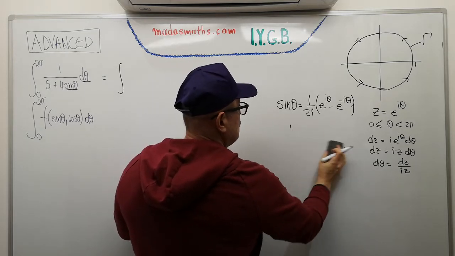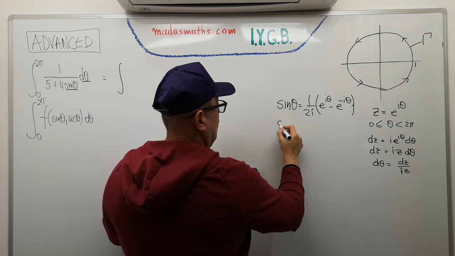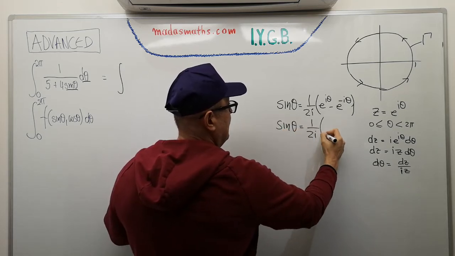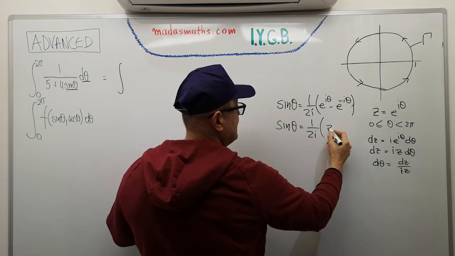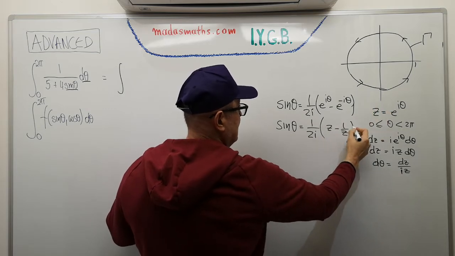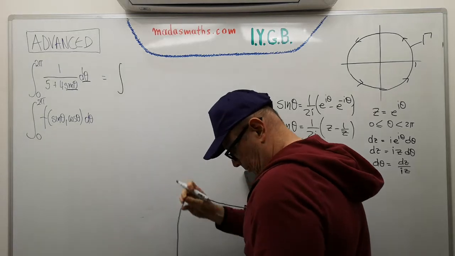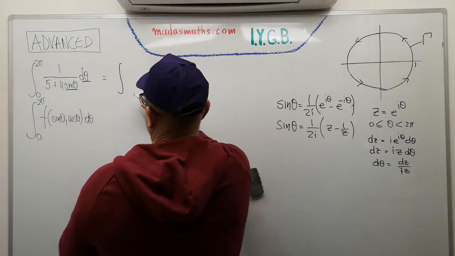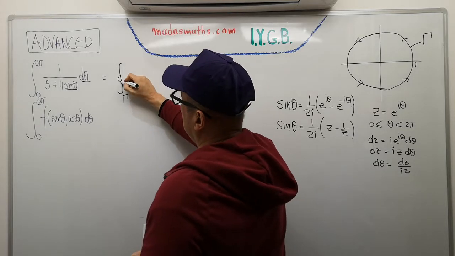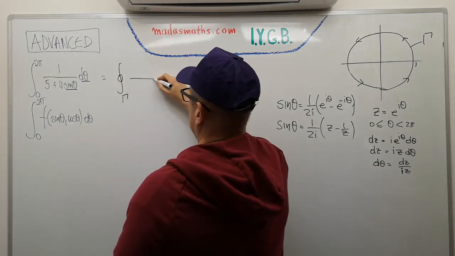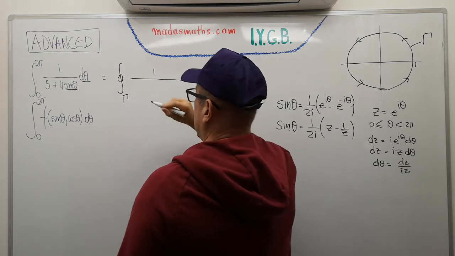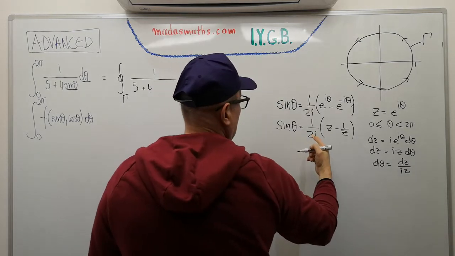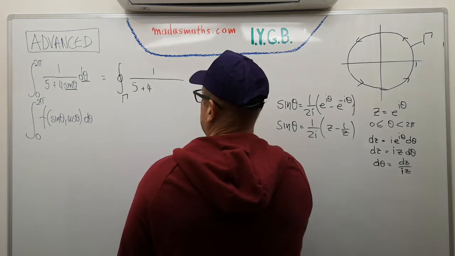Okay, so we can actually do better than that, because it's best to move it into z's. So 1 over 2i, e to the i theta is, of course, z, so that's z minus 1 over z. So let's put things in, and we're going to go now around gamma, closed path, and what are we going to get? 1 on the top. We've got the 5 plus 4 lots of this quantity here.